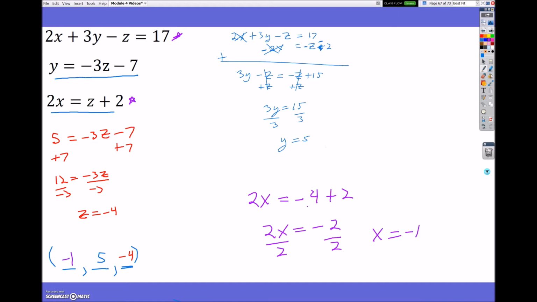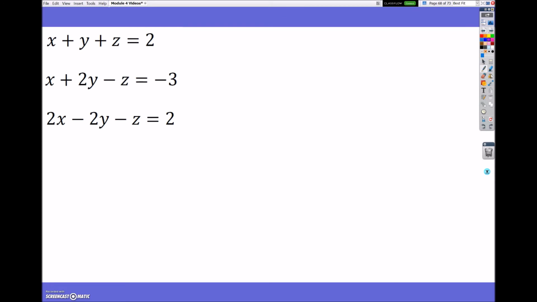Now let's go ahead and look at the next one. This one's a little trickier because all of them have variables. So what we're going to do is compare these two and these two, and we're going to eliminate the same variable. You can eliminate the x's, you can eliminate the y's, you can eliminate the z's, it doesn't matter, but what we want to do on both of them is eliminate the same variable.